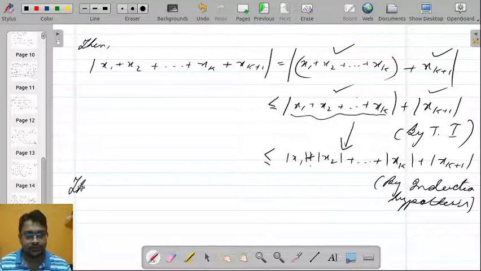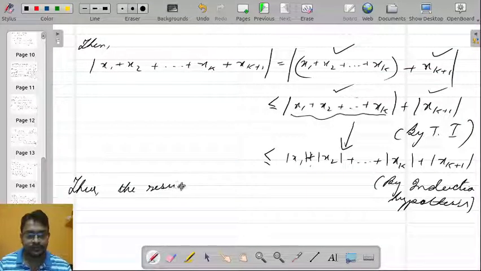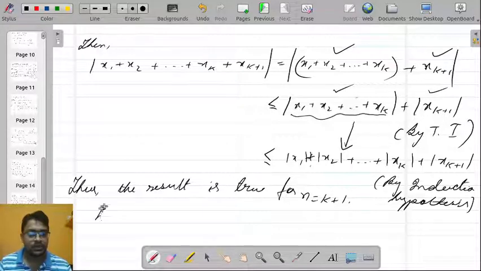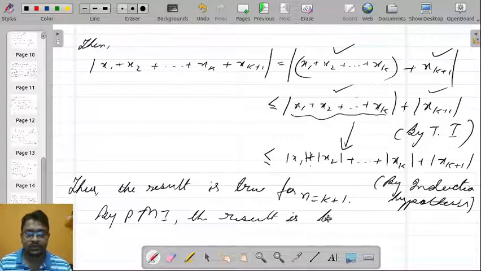Thus the result is true for n equal to k plus 1. Okay, so by the principle of mathematical induction the result is true for any n belonging to the natural numbers.